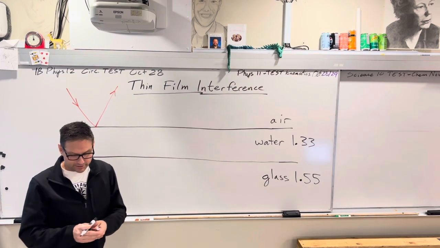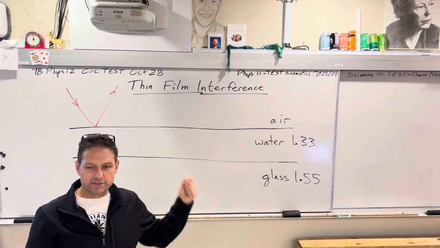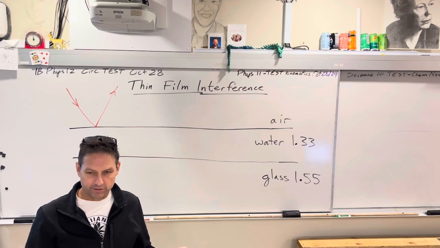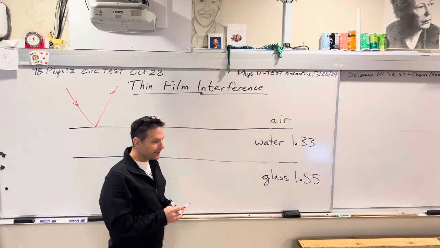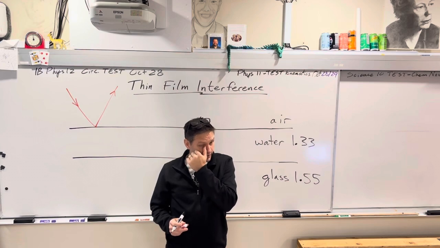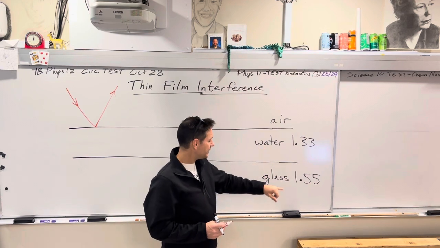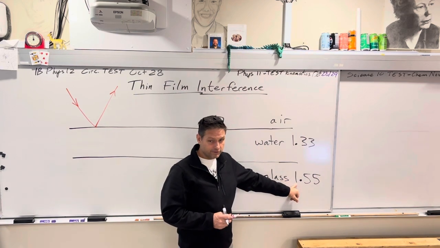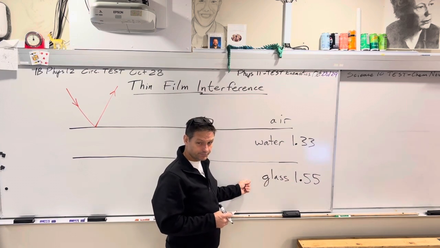It's actually a measure of how much light slows down in the material. That's what refractive index really is. So if the speed of light in air is 2.99 times 10 to the 8 meters per second, if you take that speed of light and you divide by 1.55, that will be the speed of the light going through the glass.